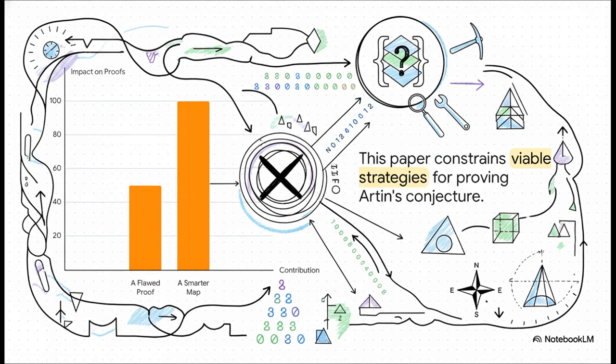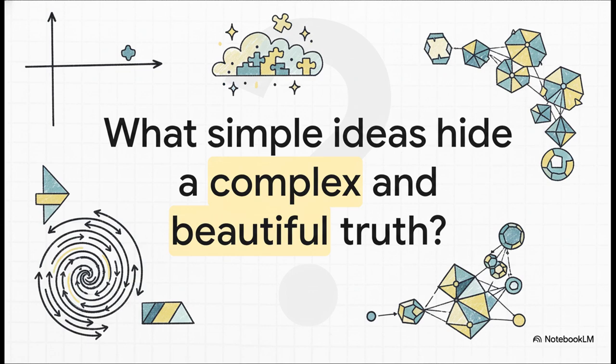So what does this all mean? The paper doesn't prove or disprove Artin's conjecture, but it does something that's arguably even more important. It stops future mathematicians from walking right into this elegant trap, from thinking that just proving infinite growth is enough. It basically gives us a much smarter map of the territory, showing us exactly why this problem is so incredibly hard.